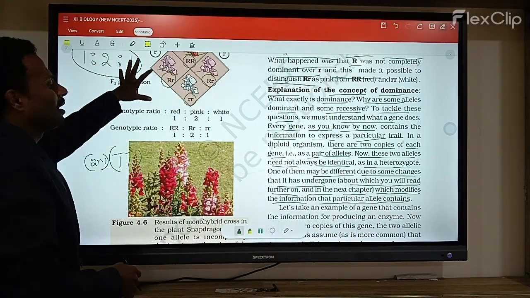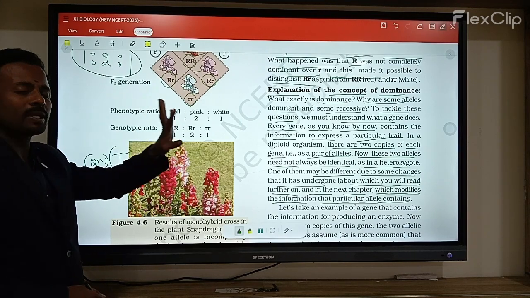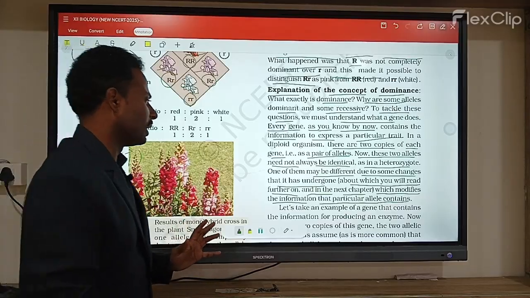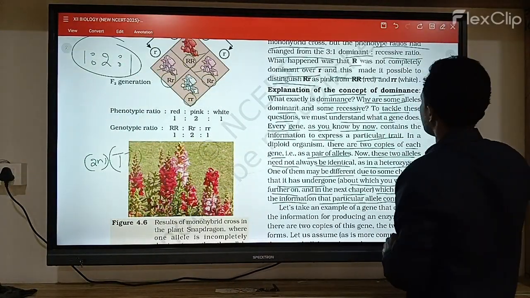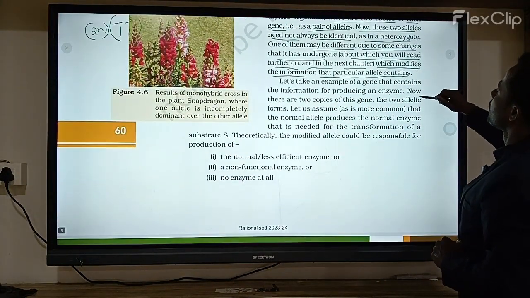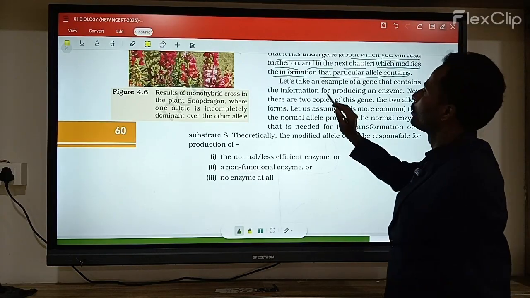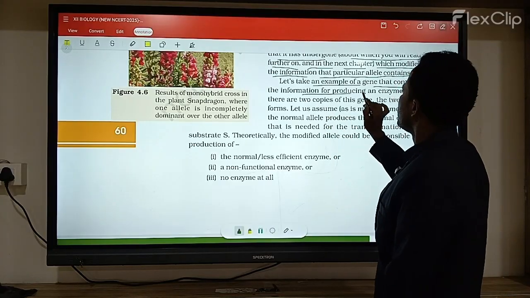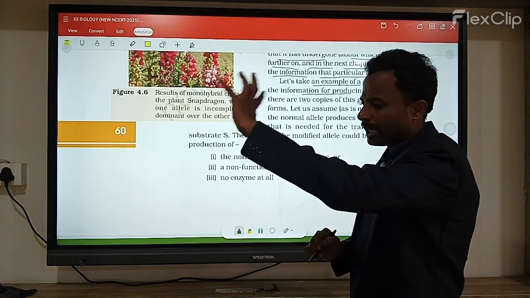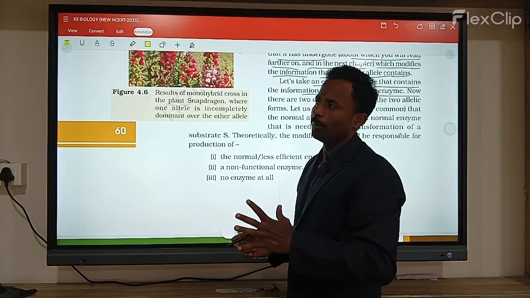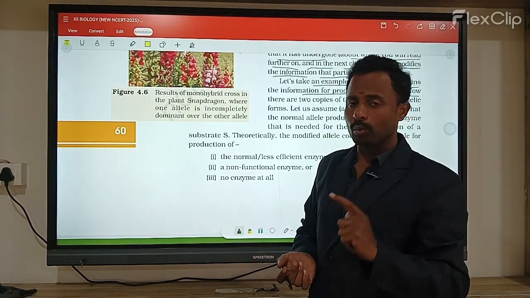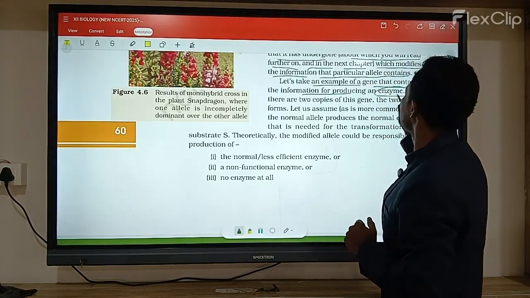So with homozygosity, when you observe that both parents show the same characters, only the particular information, particular gene or particular allele gets completely produced. That is an example of a gene that contains the information for producing an enzyme. So here we are talking about dominance. How do they express it? The dominant is expressed only in one condition, that is, the enzyme is present.